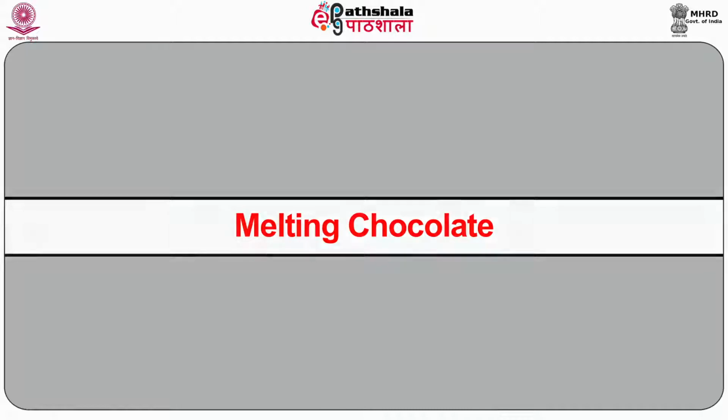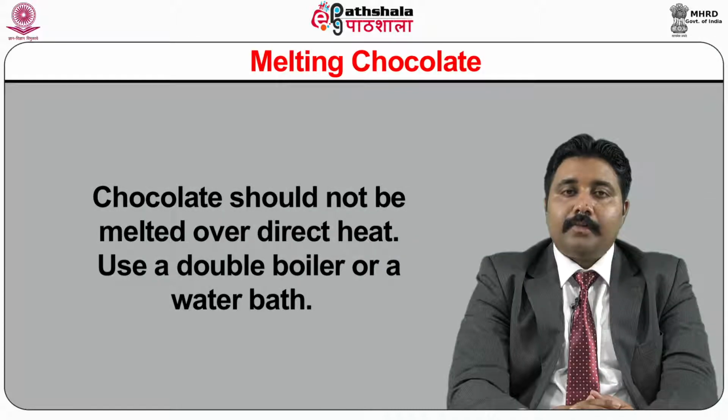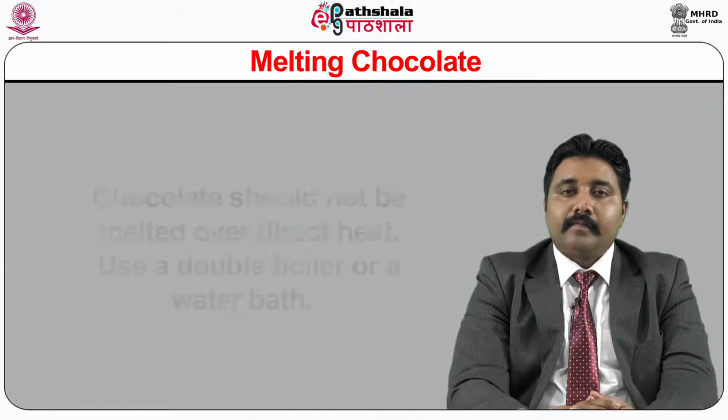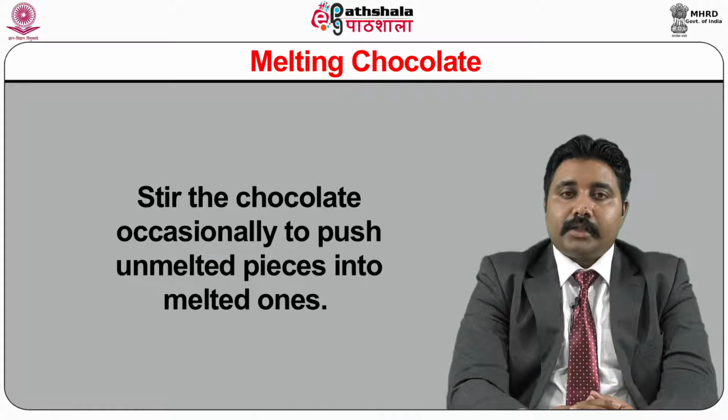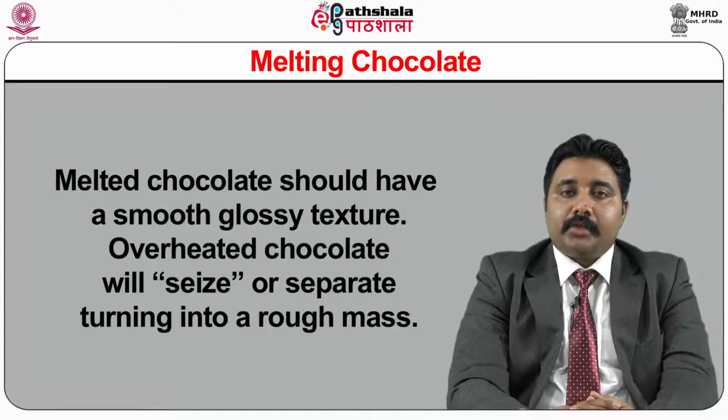Melting chocolate: chocolate should not be melted over direct heat. Use a double boiler or a water bath. Stir the chocolate occasionally to push unmelted pieces into melted ones. Melted chocolate should have a smooth, glossy texture.